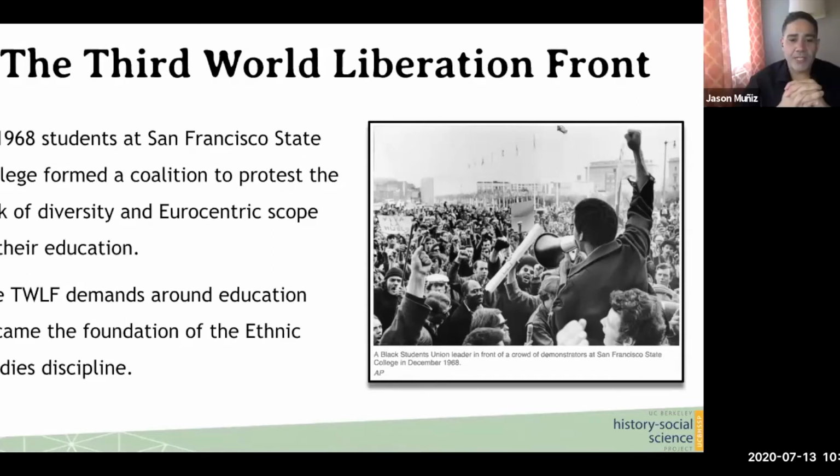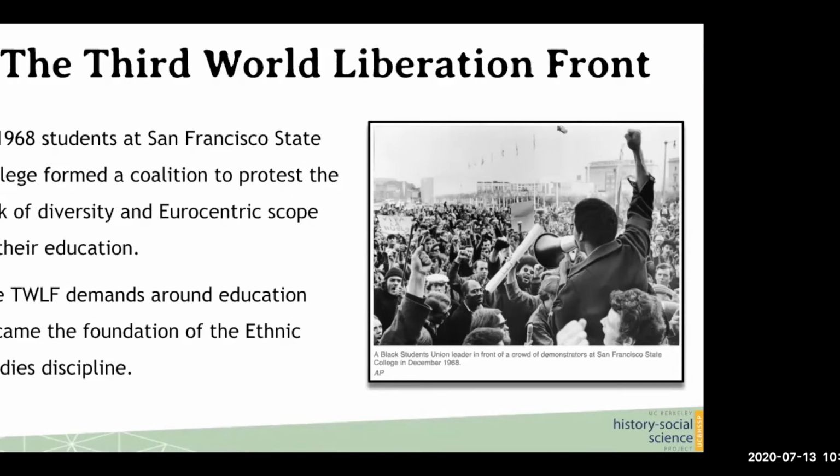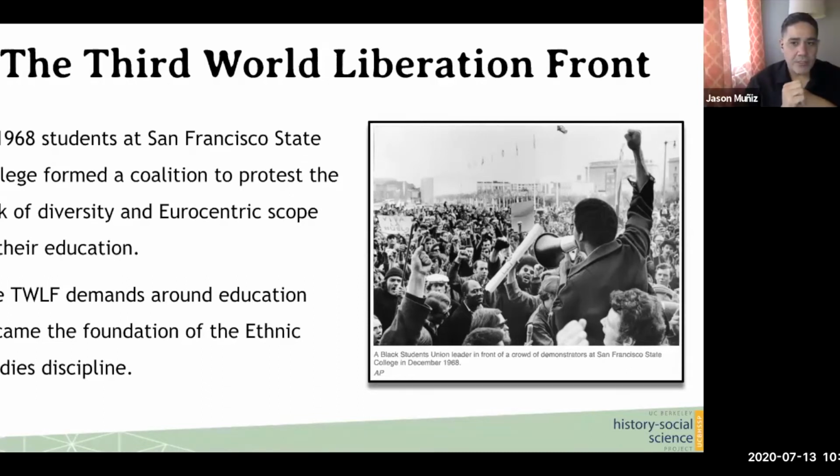The first of the three readings that I asked you to respond to was presented by the Third World Liberation Front. This was the group of students in 1968 from San Francisco State College, now SF State University, that formed a coalition to protest the lack of diversity and the Eurocentric scope of education at their school, trying to have that change shifted throughout the schools at the university level throughout the state.